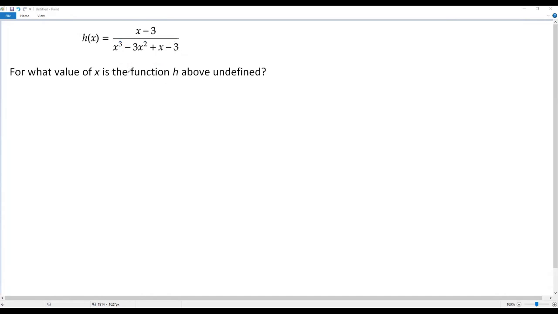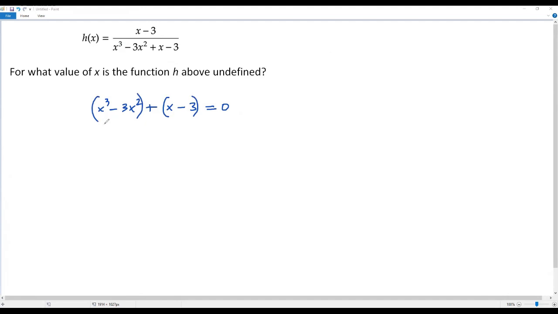So we have to find the value of x for which this cubic expression is equal to 0. For that we have to equate this cubic expression to 0 and solve for x. So that is x to the third power negative 3x squared positive x negative 3 equals 0. Here we can solve this cubic equation by factoring. That is, we have to factor this expression by grouping. We consider this one group and this another group.